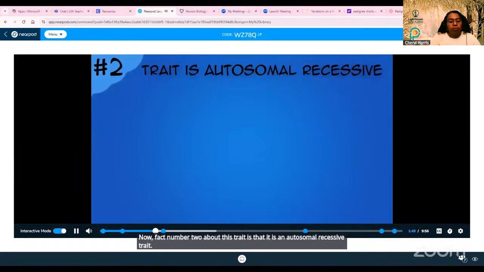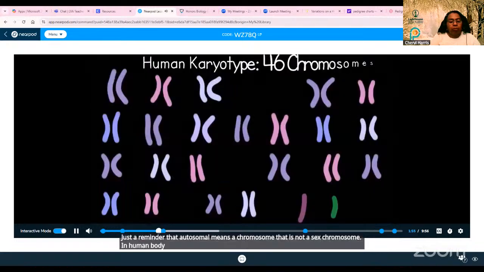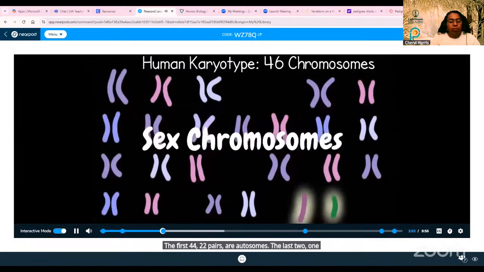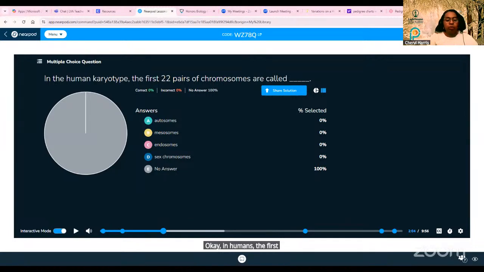Just a reminder that autosomal means a chromosome that is not a sex chromosome. In human body cells, there are 46 chromosomes. The first 44, 22 pairs, are autosomes. The last 2, 1 pair, are sex chromosomes. Okay, in humans, the first 22 pairs are called what? And this is a vocabulary word. We need to know this.